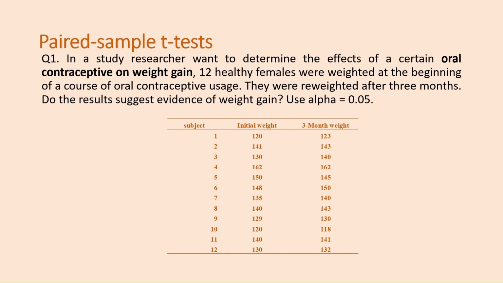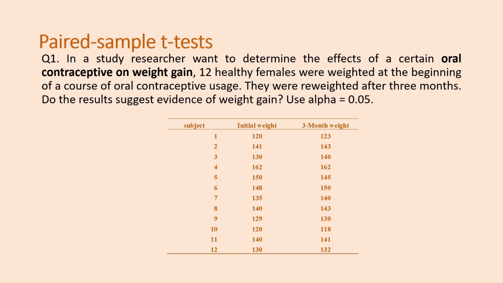Use alpha level 0.05. Here we have two readings of 12 subjects, females. The first subject's initial weight is 120 and after 3 months of using the oral contraceptive the weight is 123. Here we have 12 readings, or 12 subjects.